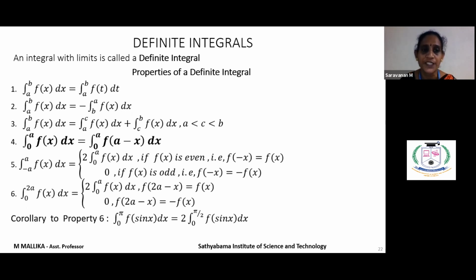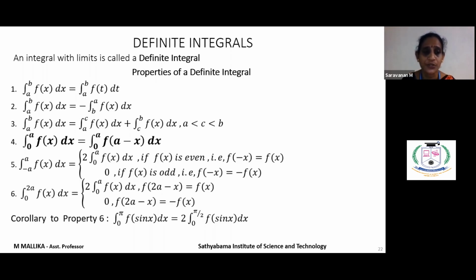And the fourth property, I have bolded it very brightly because that is the most important property, which we will be using very often in almost all the problems to solve definite integrals. It says integral 0 to a f of x dx is integral 0 to a f of a minus x dx, which means I am changing x to a minus x, where a is the upper limit of the integral.